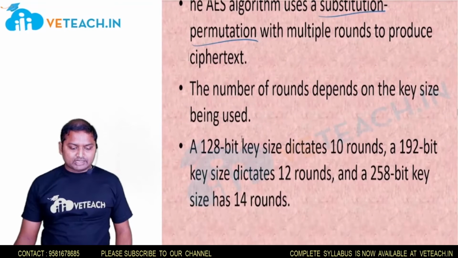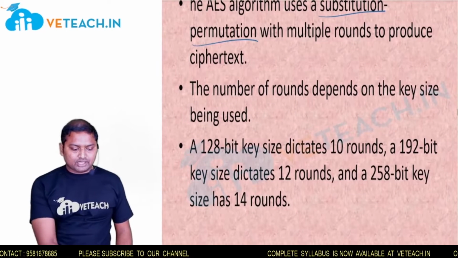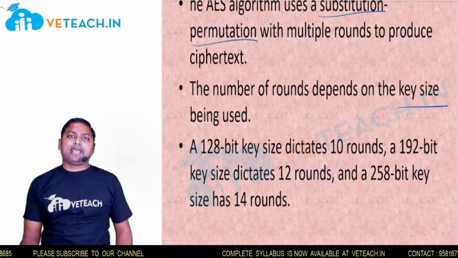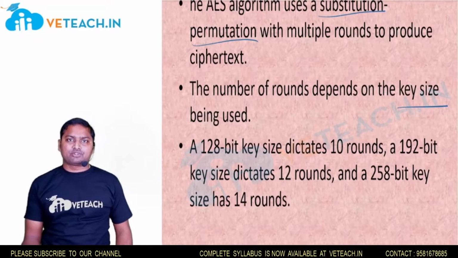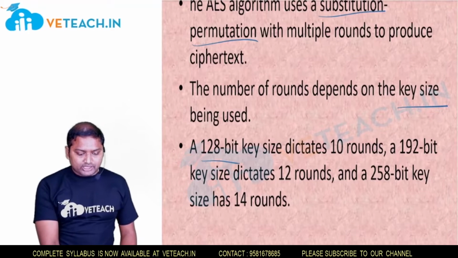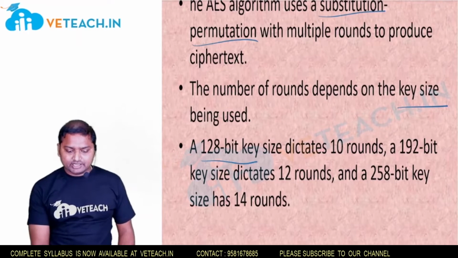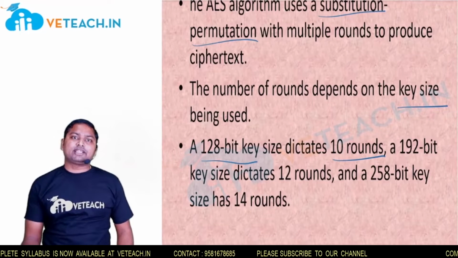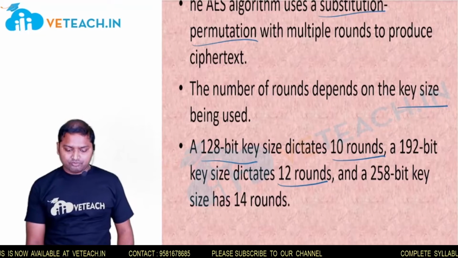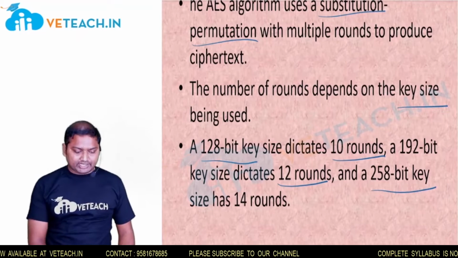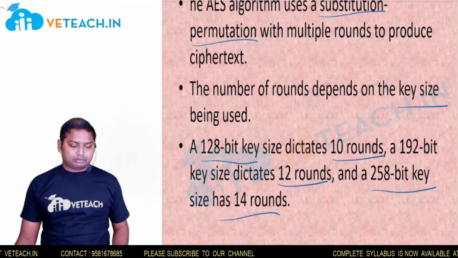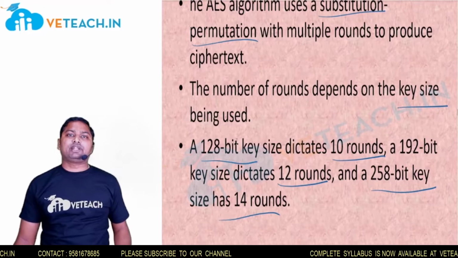Another thing is that the number of rounds depends on the key size. In DES you can implement a maximum of 16 rounds. Here, when you take a 128 bit key size, it gives 10 rounds. If the size is 192, then I will implement 12 rounds. If it is 256, then it has 14 rounds. So the number of rounds depends on the key size.